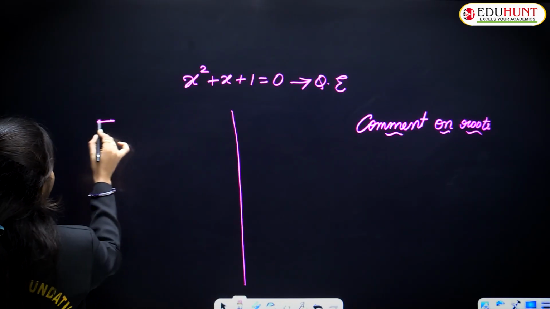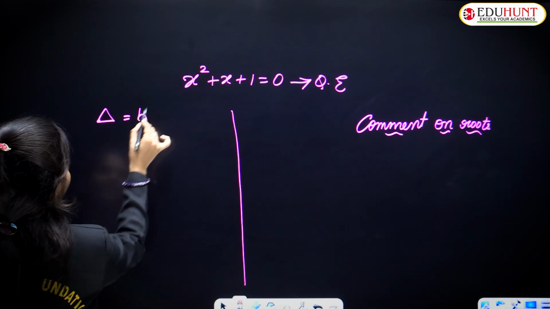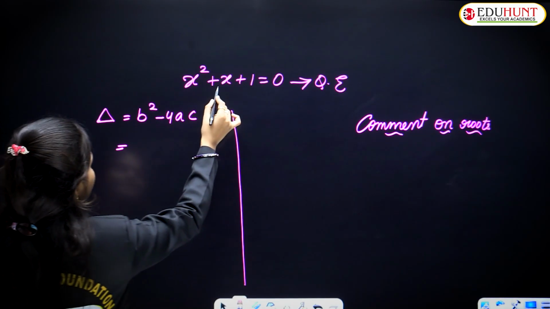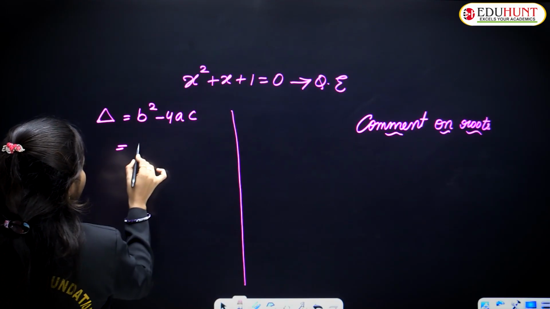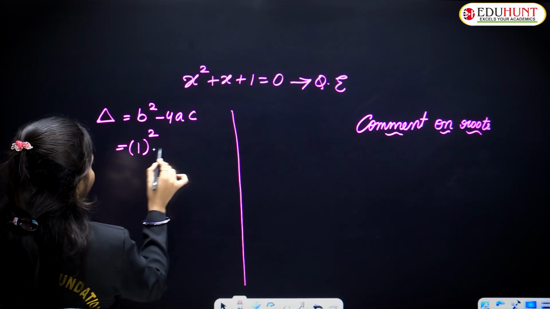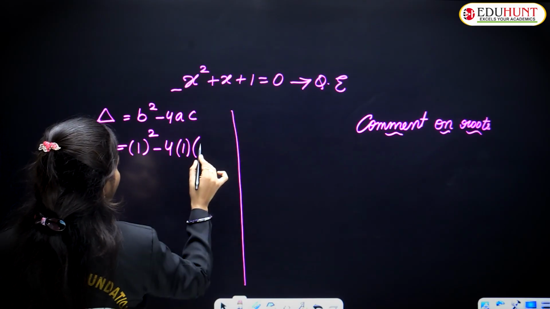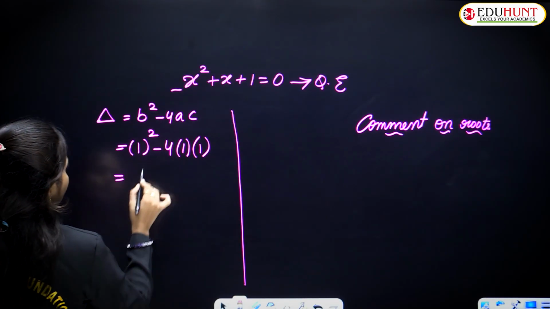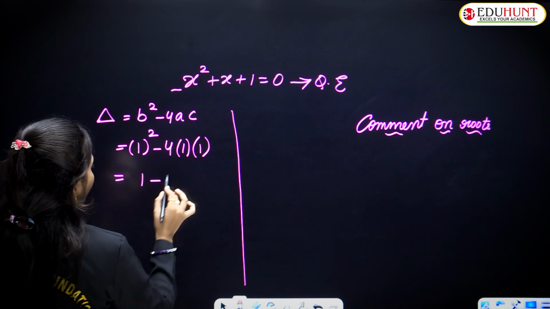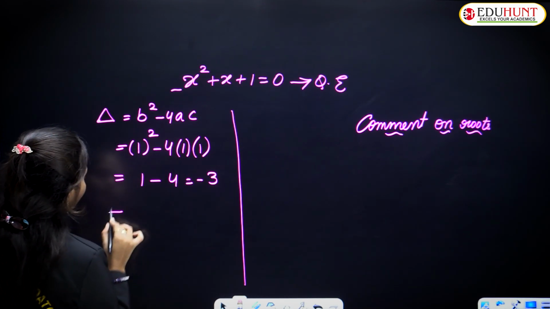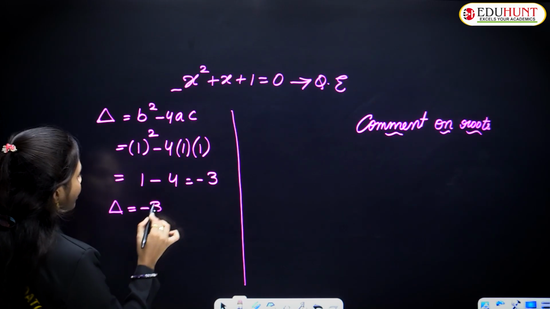I will show you by using the discriminant. The discriminant is equal to b square minus 4ac. Here b is 1, since nothing is before x, so 1 square minus 4 into a is equal to 1 and c is equal to 1. Which is equal to 1 minus 4 into 1 into 1, so 1 minus 4, which is minus 3. So what is the value of delta here? Delta is equal to minus 3.